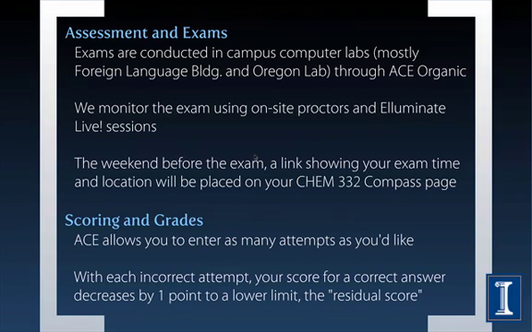Because ACE allows you multiple tries on every problem, we score the exam by decreasing your score for a correct response by 1 point each time you attempt a question incorrectly. This decrease happens to a lower limit called the residual score or residual credit. If you have any more questions about the structure of the course or what you should do on a weekly basis, feel free to consult the syllabus or one of the instructors or TAs.